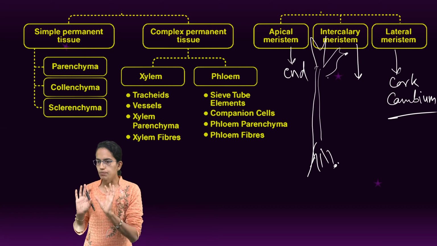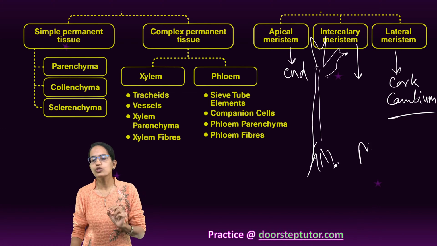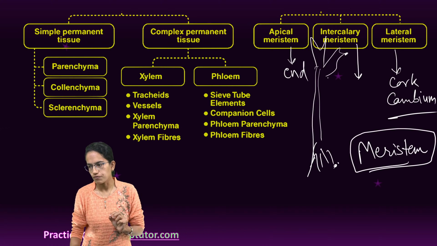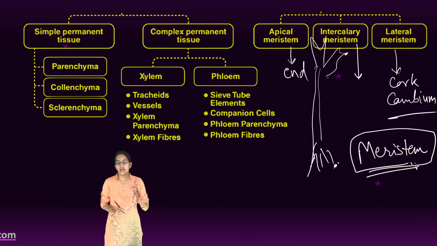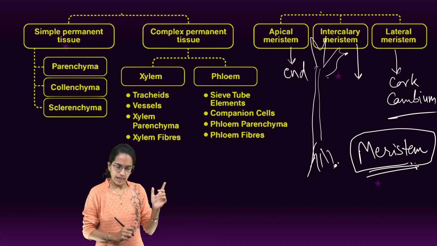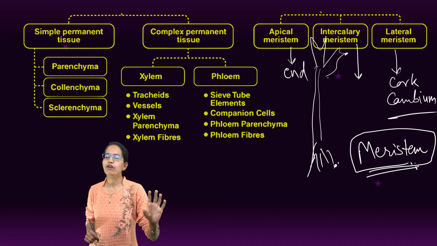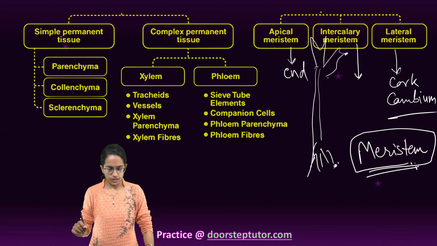a lateral meristematic tissue. Now meristematic tissues are also known as meristem. That's another important term that you must be familiar with. The next important thing is the shape. Now interestingly, meristematic tissues could be of rectangular shape, oval shape or spherical shape. Any of these shape could be present in the case of meristematic tissues.